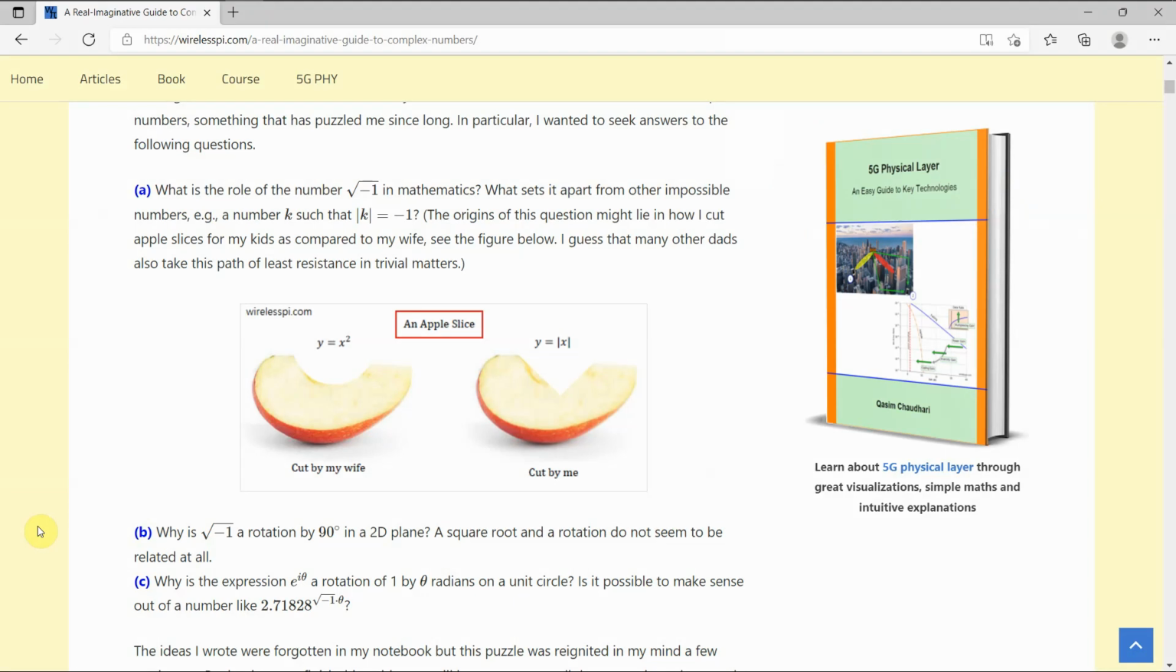The initial question might have come into my mind from the way I cut apple slices for my kids. For example, I just cut it like this, a straight line, which resembles y equals mod x. As opposed to me, my wife cuts it in a perfectly quadratic fashion.